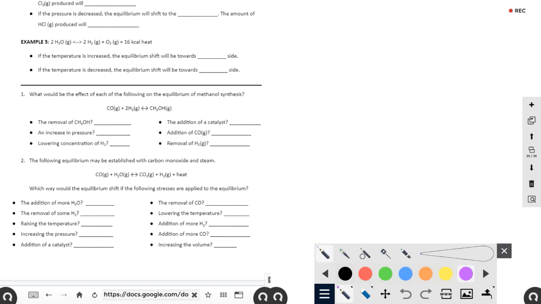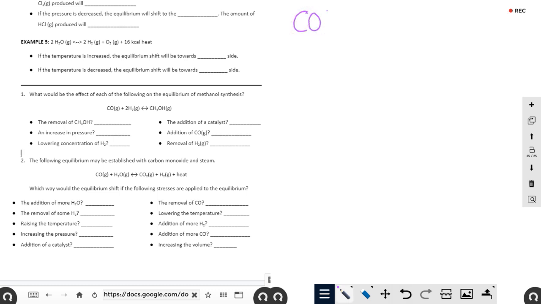Okay, which is CO plus H2O. Let me just rewrite this one. All right, so what are we going to remember?